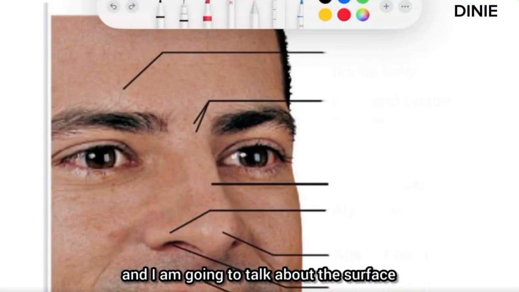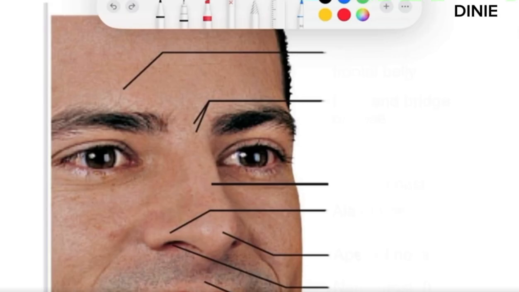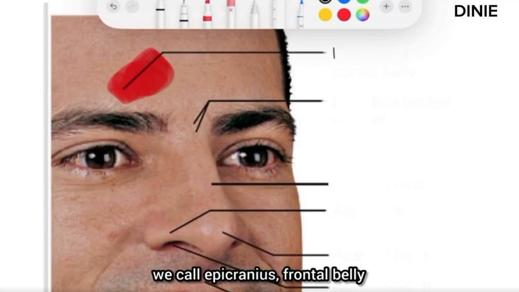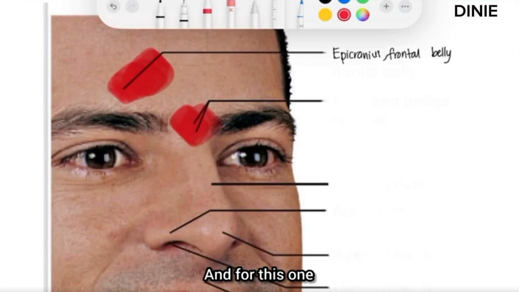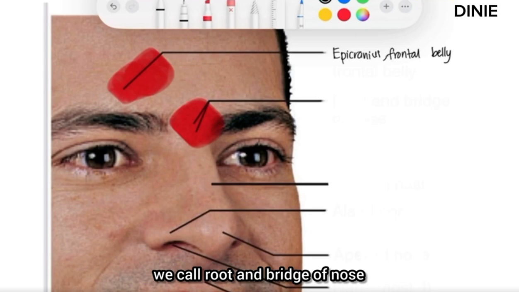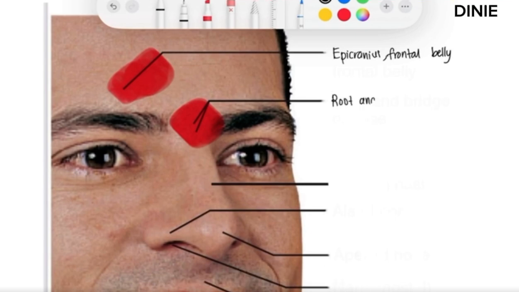And I am going to talk about the surface anatomy of the external nose. Okay, the first one, on this side, we call epicranius frontal belly. Epicranius frontal belly. And for this one, we call root and bridge of nose. Root and bridge of nose.